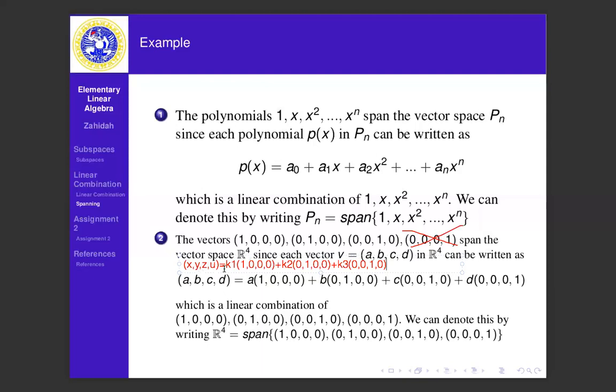We have 4 equations. The first component gives K1 equals X, K2 equals Y, K3 equals Z. What about U? Can we determine U? From where do you say U is 0? We cannot conclude that, right? So it means these 3 vectors don't span R4. It's not enough to span R4. Okay, next example.